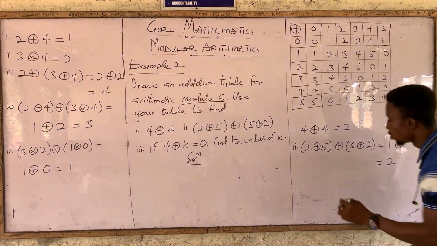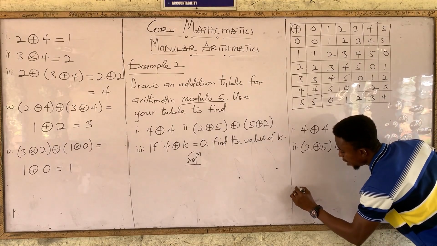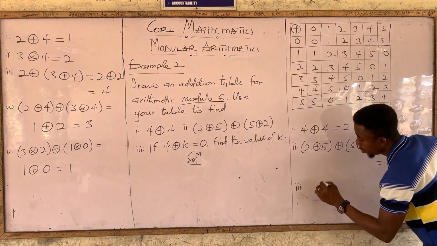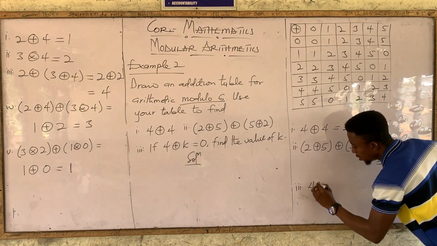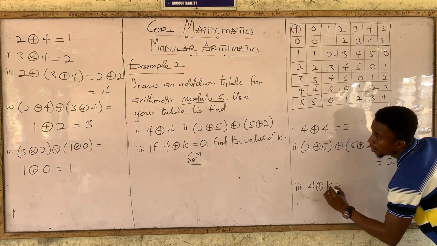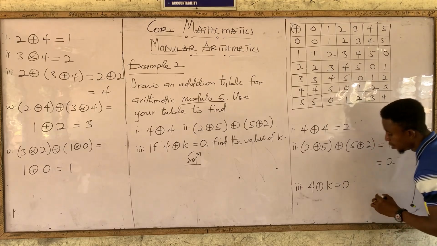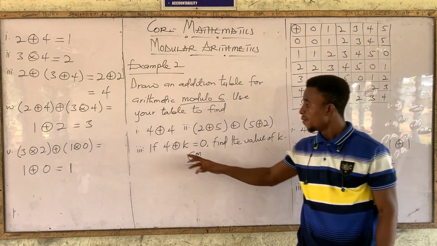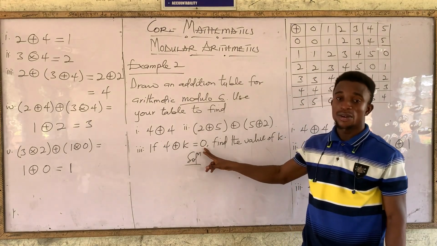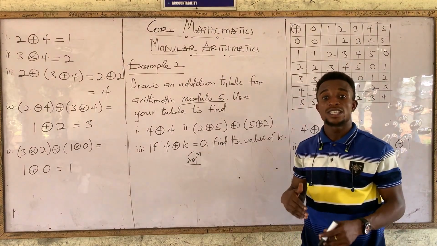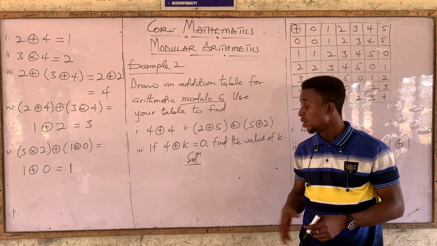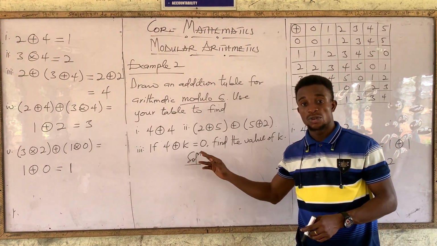So let's move on to the third one. That one says 4 plus k is equal to 0. So we have to find the value of k. 4 plus what number will get us 0? So this one is by inspection from the table. We just do inspection from the table. So 4 plus what number is going to get us 0?